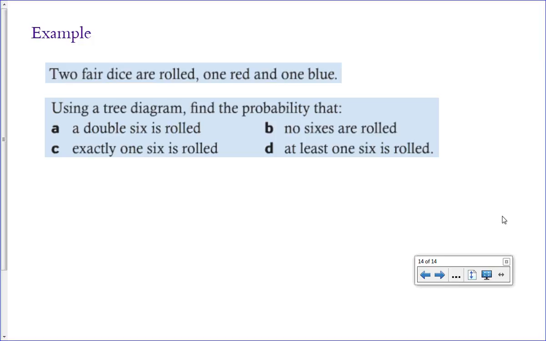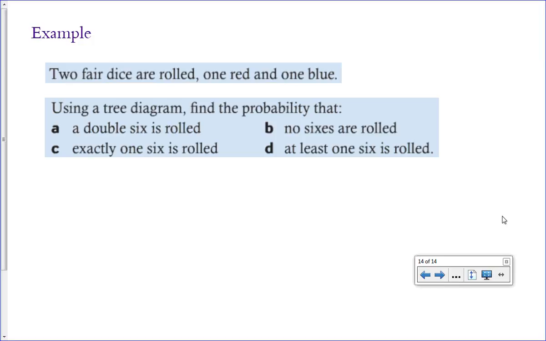So when I roll just the red dice, I'm just looking at this red dice over here. What is the probability that I'll roll a 6? Well, there are 6 possible options, and only one of them is a 6, so 1/6 chance. Notice I label it right along the arrow. So I have a 1/6 chance of heading down this arrow. I have a 5/6 chance of heading down this arrow.